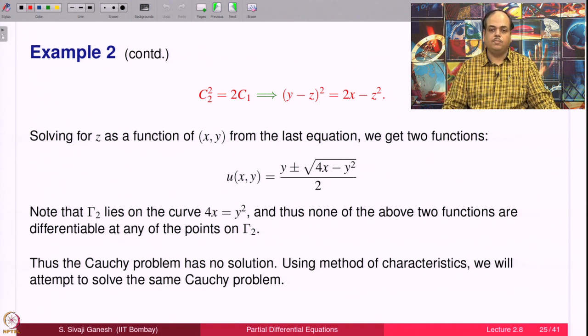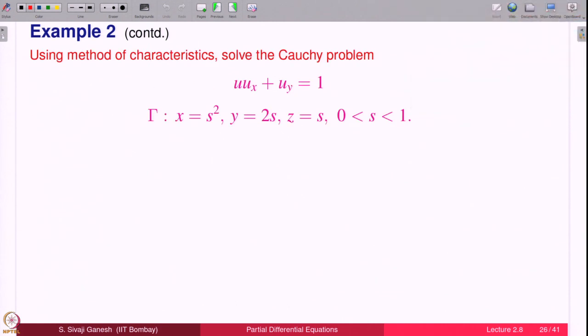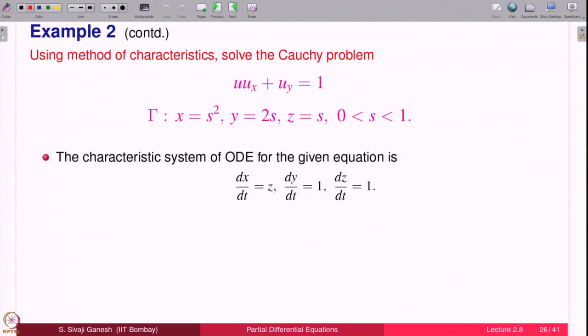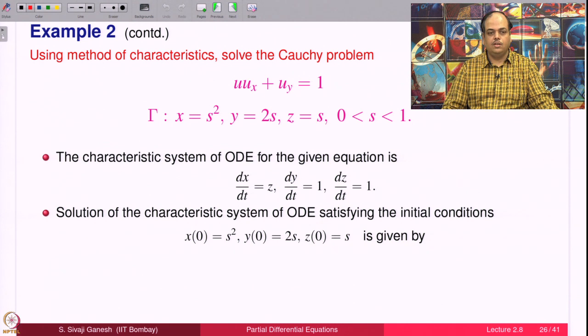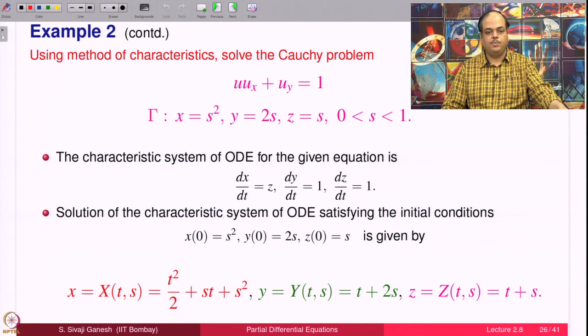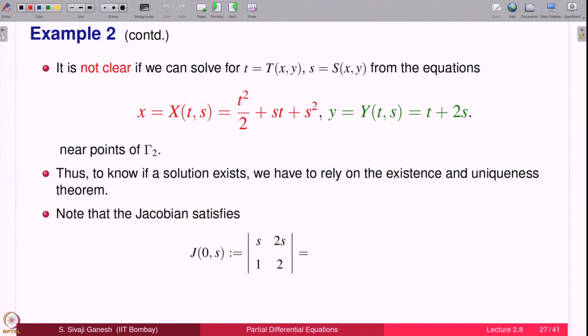Now, using method of characteristics, we will attempt to solve the same problem again. So, we have to write the parametric form of gamma, done. Then the system of characteristic ODE is this. Now, we have to solve this with initial data, so that at t equal to 0, the characteristic curve lies on the datum curve, done. When we solve, this is the expression we get for x, y and z. So, to know if a solution exists, we have to rely on the existence and uniqueness theorem, because it is not obvious whether I can use the equation for x and y and get an expression for t and s. So, let me do that.